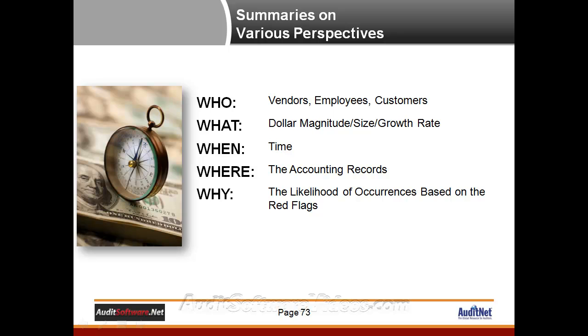I always like to take a look at it as summarizing on various perspectives: who, what, when, where, and why, and taking that journalistic approach to this summary process. Who: vendors, employees, customers. What are we looking for? Maybe a size or a growth rate over a time period. And from a why perspective, I always like to think about the likelihood of occurrence as the why, the risk factor being, why do we care? Why is this important?